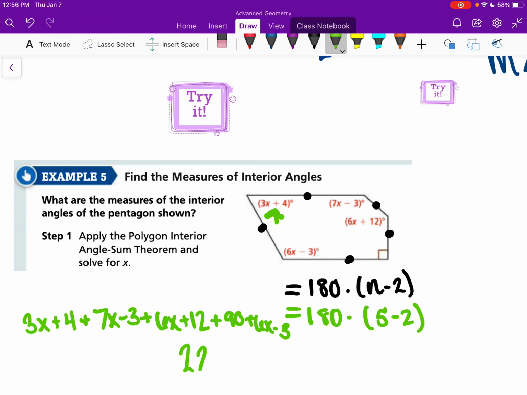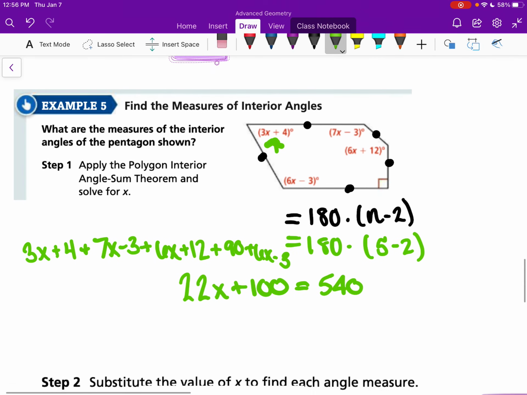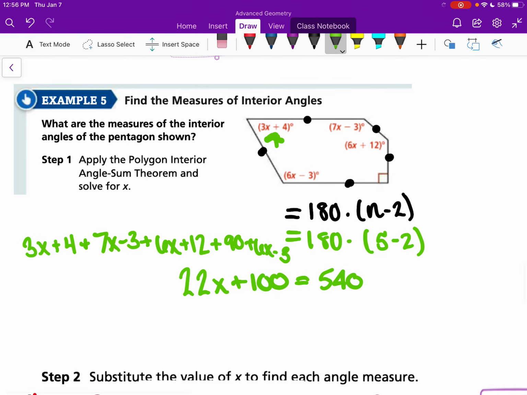Hopefully you pause to do that. 22x plus 100 equals 180 times 5 minus 2 is 180 times 3, which is 540. All right, go ahead, pause, solve that equation. X has a value of 20.